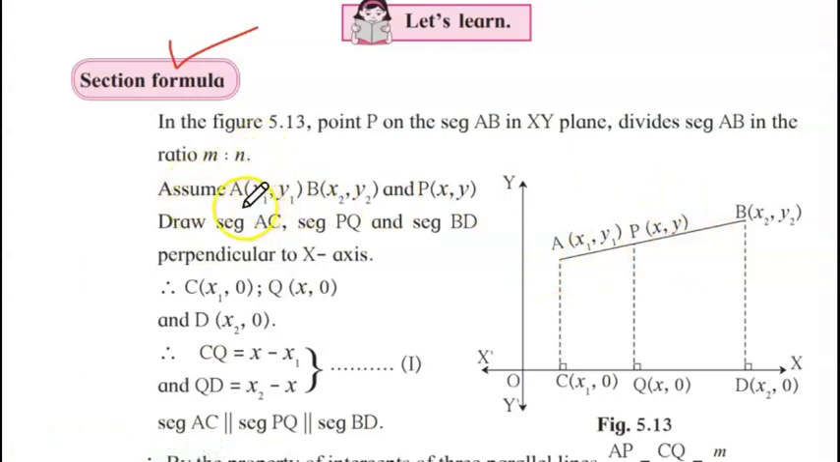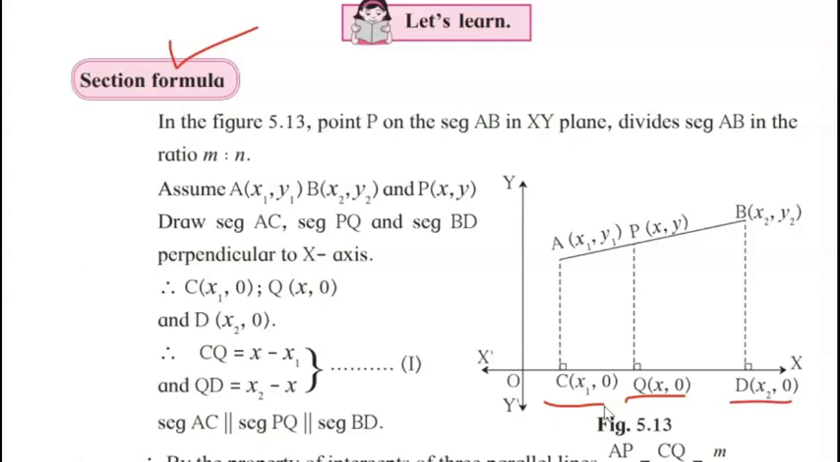Assume that the coordinates of the point A are x1 y1, B is x2 y2, and P is x y. Draw segment AC perpendicular on x-axis, segment PQ perpendicular on x-axis, and segment BD perpendicular on x-axis. Okay, now the coordinate of the point C, as the point C is on x-axis, point C हा x-axis वरती आहे, therefore its y coordinate is 0. The coordinate of the point C is x1 0. Similarly, the coordinate of the point Q is x 0 and the coordinate of point D is x2 0.